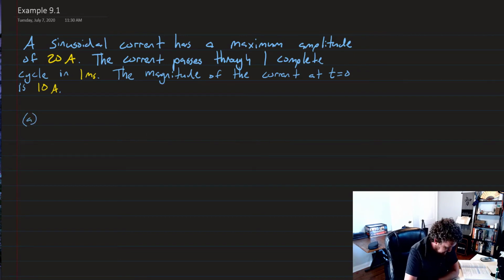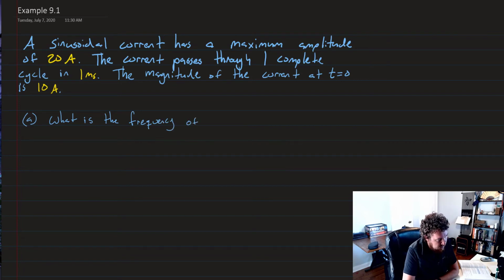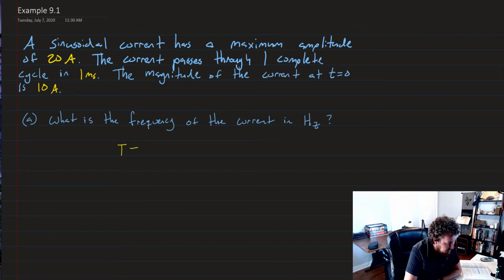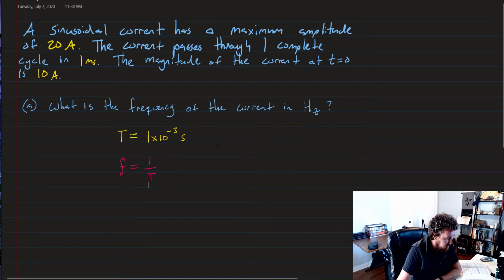Part A asks us to find what is the frequency of the current in hertz, or cycles per second. Now, from the problem description, we know that the current passes through one complete cycle in 1 millisecond. So we know that T, our capital T, the period, is just equal to 1 times 10 to the negative third seconds. And from the previous lecture, we know that our value for frequency in hertz, cycles per second, is just equal to 1 over the period, the reciprocal of the period.